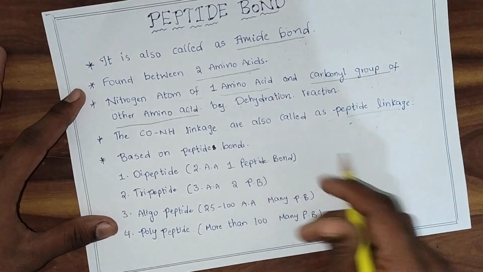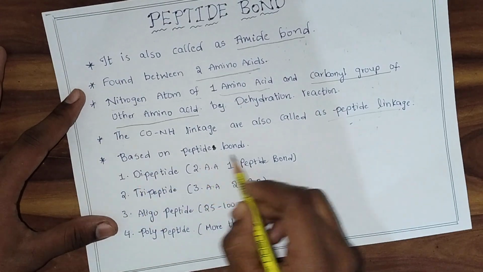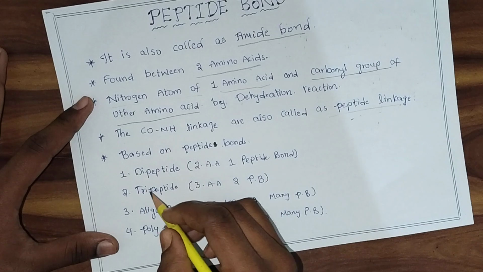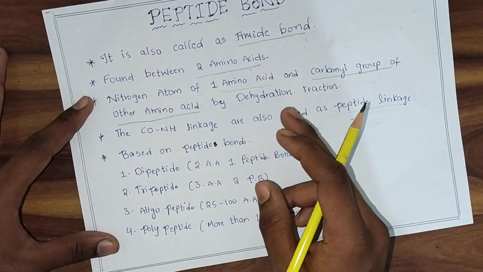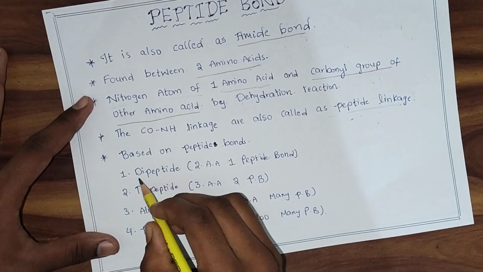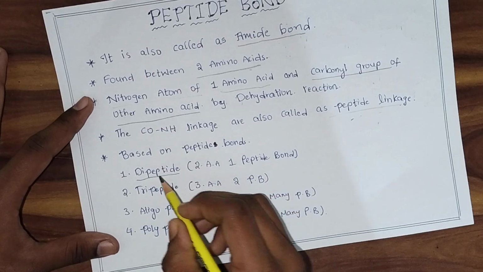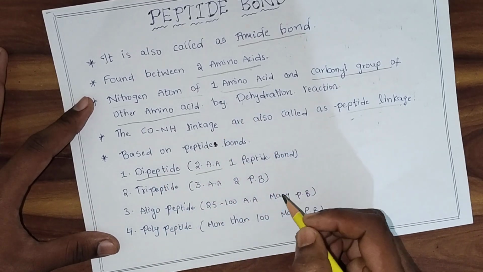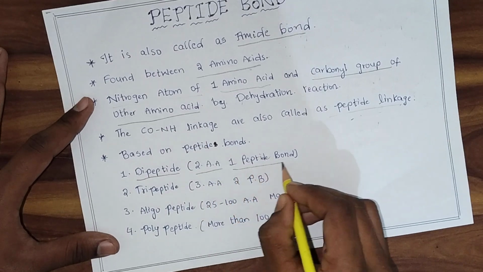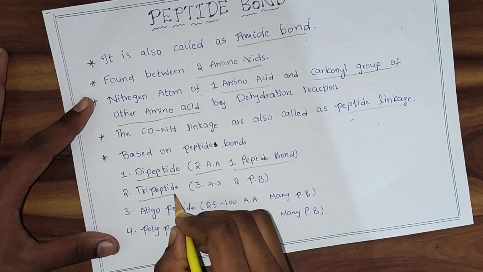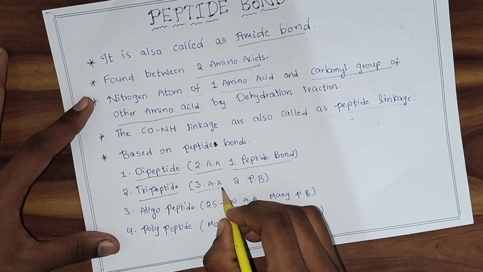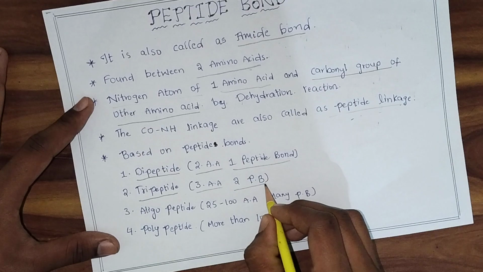I will explain later. Based on peptide bonds, there are different types. If the peptide bond is one, then it is called a dipeptide. The dipeptide is present between two amino acids, so one peptide bond is formed. Tripeptide is found between 3 amino acids, that is 2 peptide bonds.